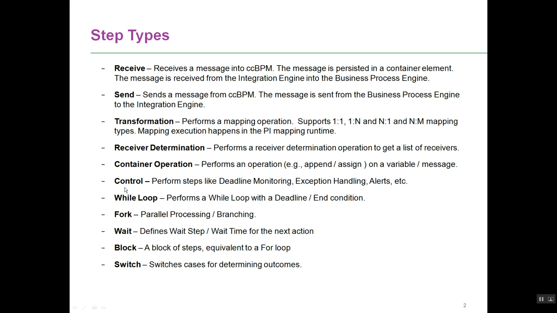Okay. A control step is used to perform actions like deadline monitoring. If you want to make sure that a BPM executes within 1 hour or 10 minutes or 5 minutes, and if it does not, then you trigger an exception. Stuff like that is done using deadline monitoring. Exception handling: what happens if an exception occurs? How do you handle that exception? If you're from a Java background, exception handling is like a try-catch block, right? Alerts are nothing but your ability to trigger an alert to a business user or to any technical user to say something is wrong, or basically send a message out.